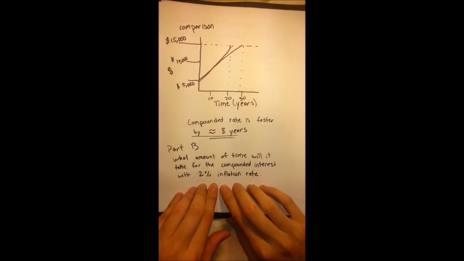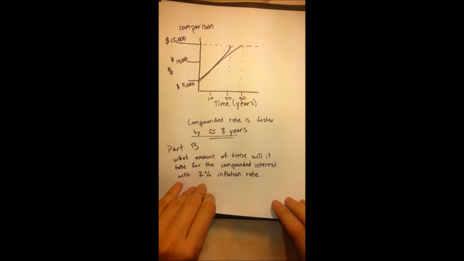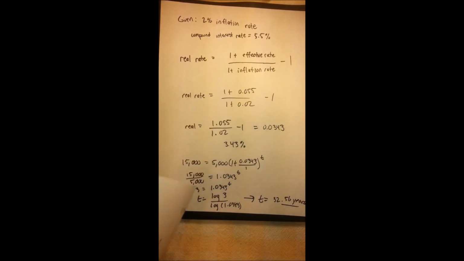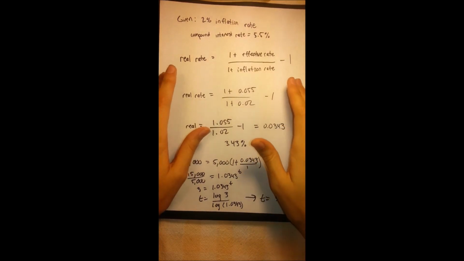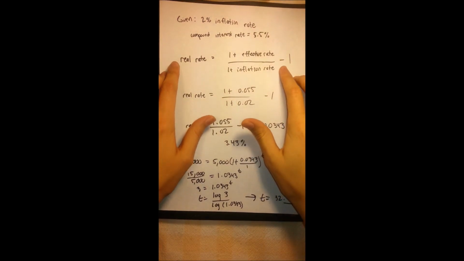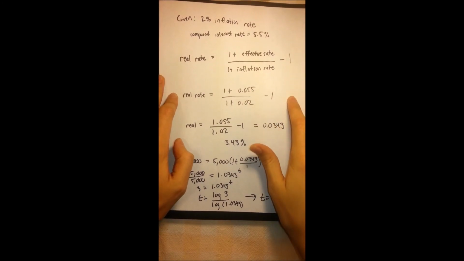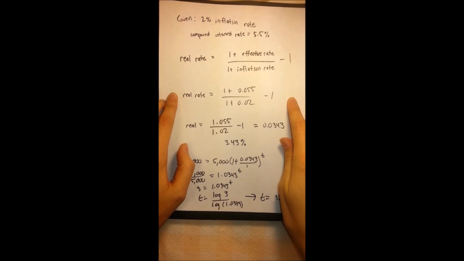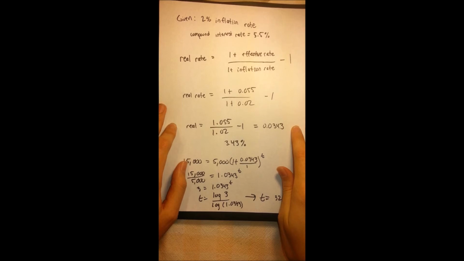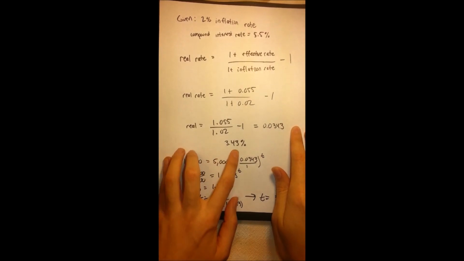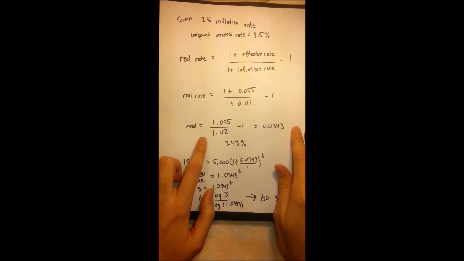And then part B is the amount of time it will take for compounded interest with 2% inflation. So taking inflation into account, you can calculate the real interest rate. The formula can be seen in the middle right there: 1 plus effective rate over 1 plus inflation rate, minus 1. The inflation rate was 2%, and the effective rate was given as 5.5% from the previous part. If you plug both values into the equation, you get a new rate of 3.43%.